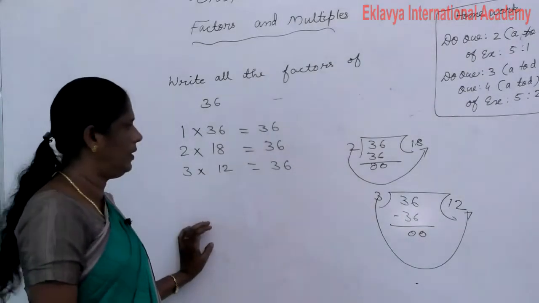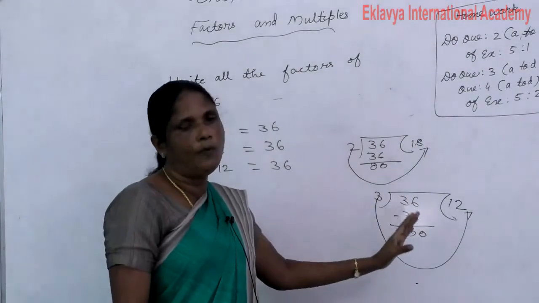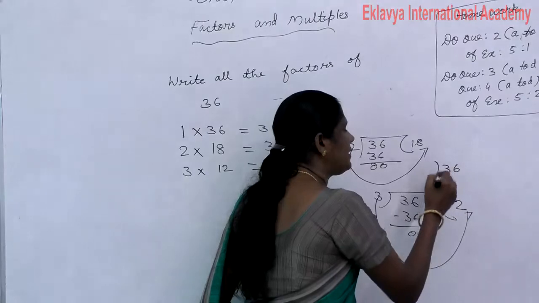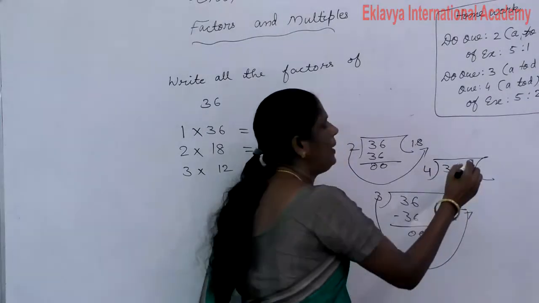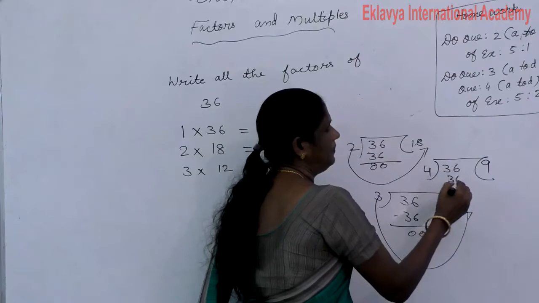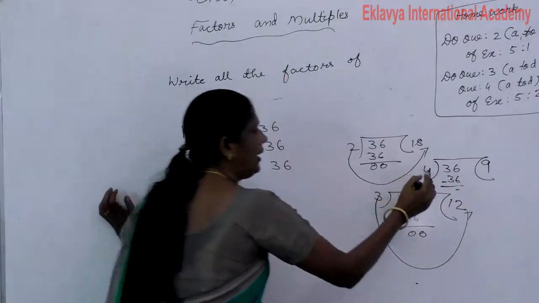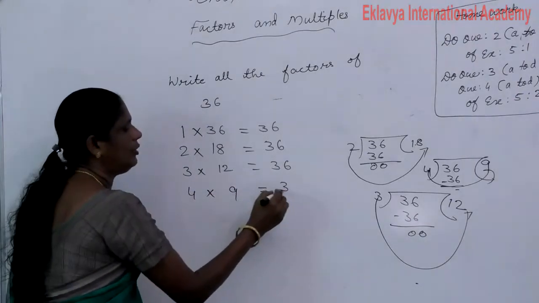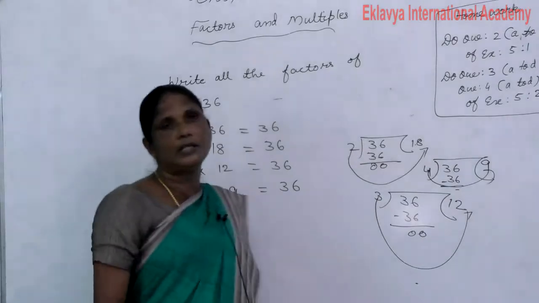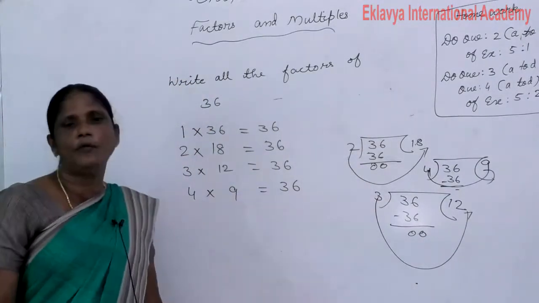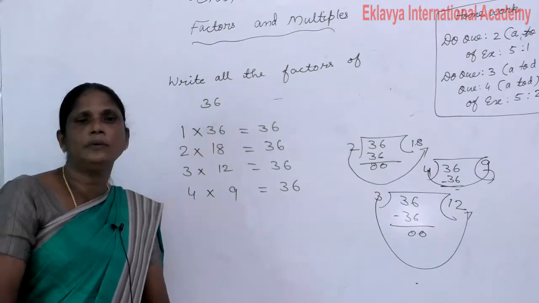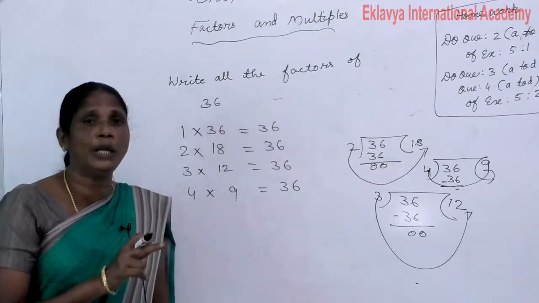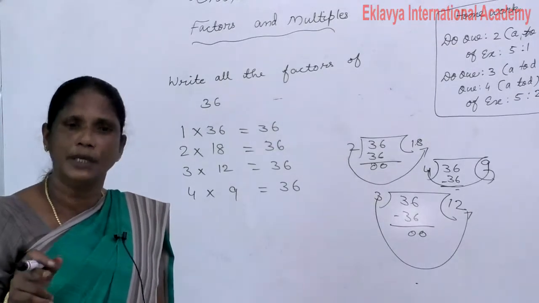Next 4. The table of 4, you say, how many times gone? Again you divide 36 divided by 4. How many times? 9. Then 4 and 9, 4 times 9 is equal to 36. Then next 5. You say the table of 5. 36 does not come in the table of 5. Therefore, 5 is not a factor of 36.